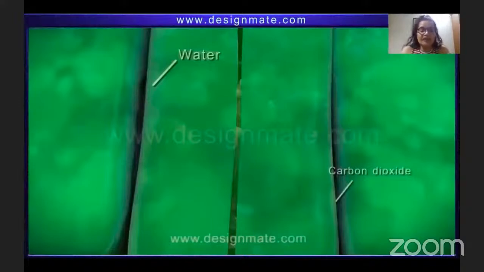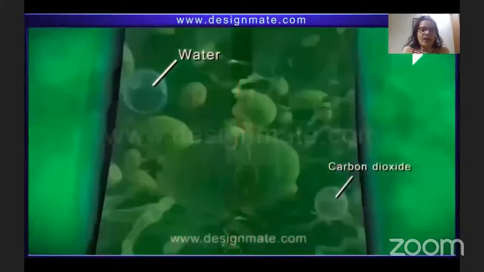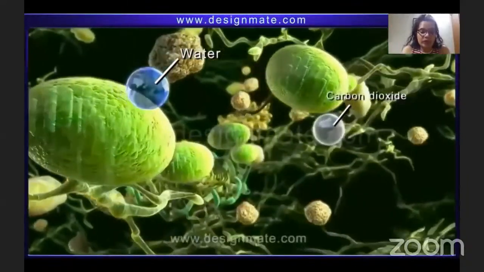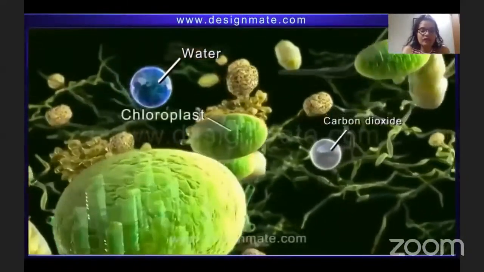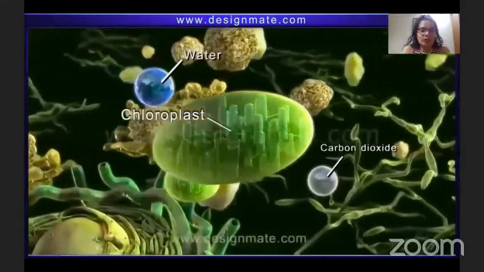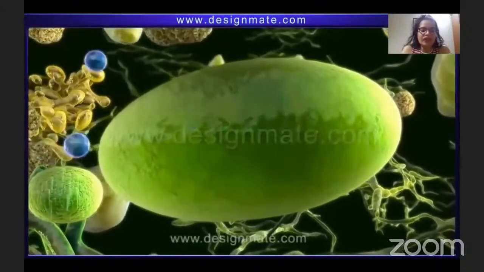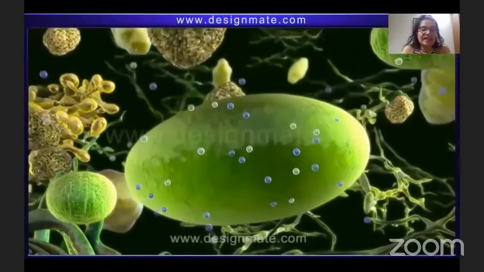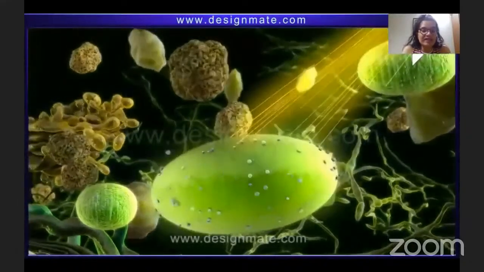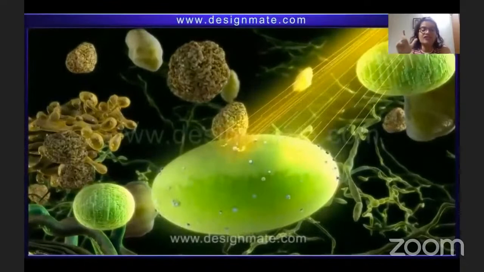This water and carbon dioxide enters into the chlorophyll containing cells. Both water and carbon dioxide molecules are finally absorbed by the chloroplast. Now, these chloroplasts also have a capacity for trapping energy from sunlight. So what all did chloroplasts trap? It trapped water. That's right, good job. And it also trapped sunlight. So it trapped three things: water, carbon dioxide, and sunlight.